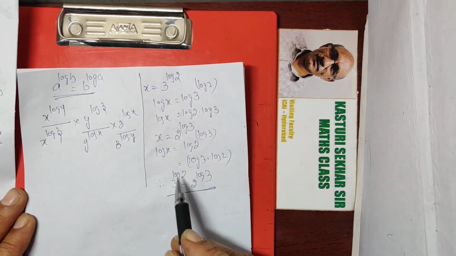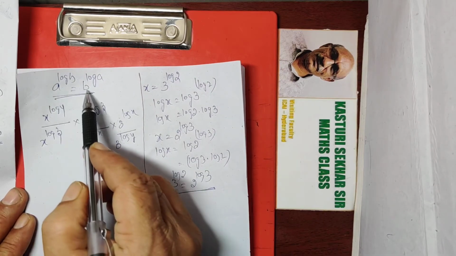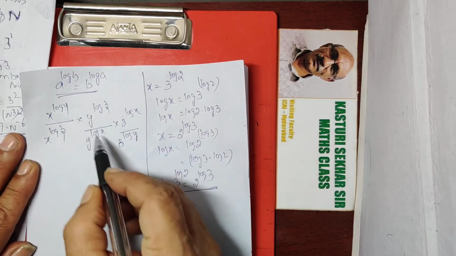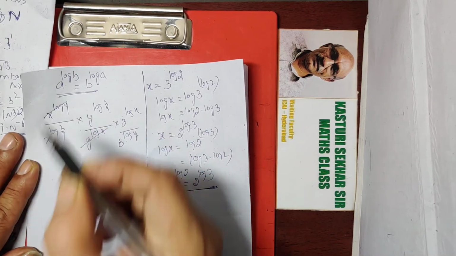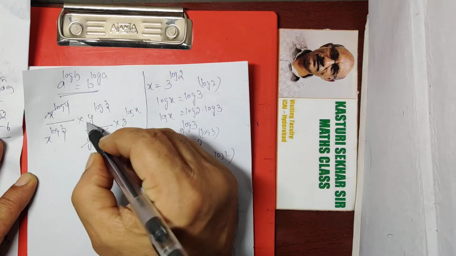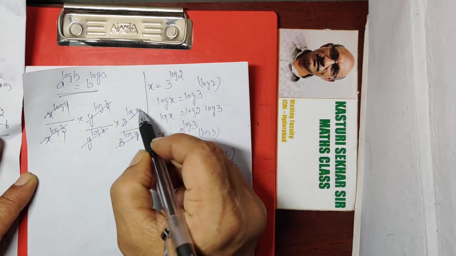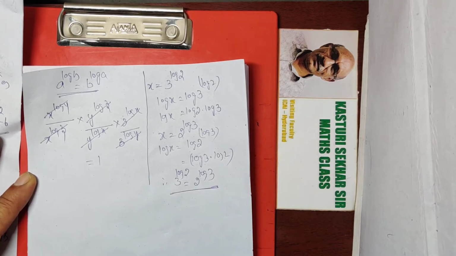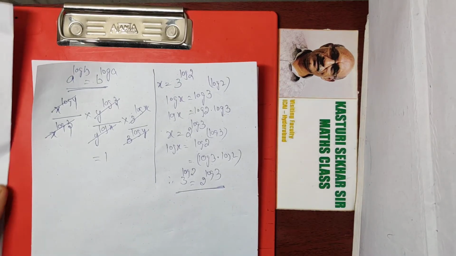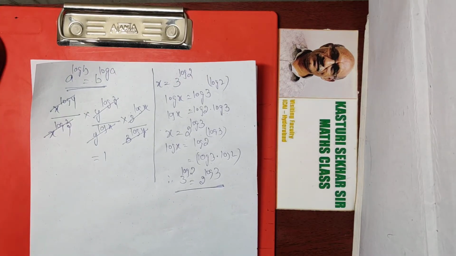Now from this result, a power log b is equal to b power log a. So y power log x and y power log x cancel. Y power log z and y power log z cancel. X power log z and x power log z cancel. Leaving with 1. This is the answer to the given question.